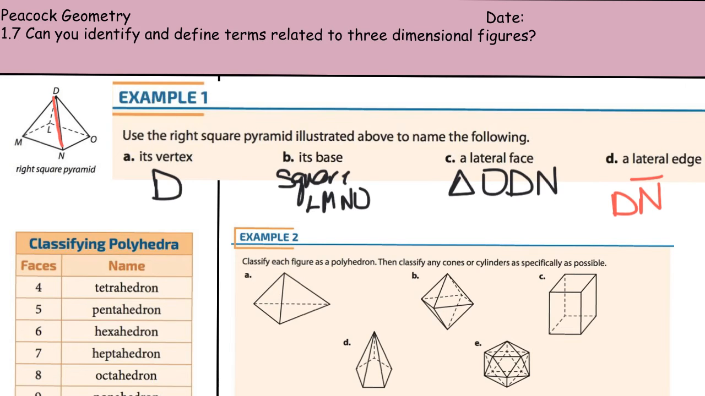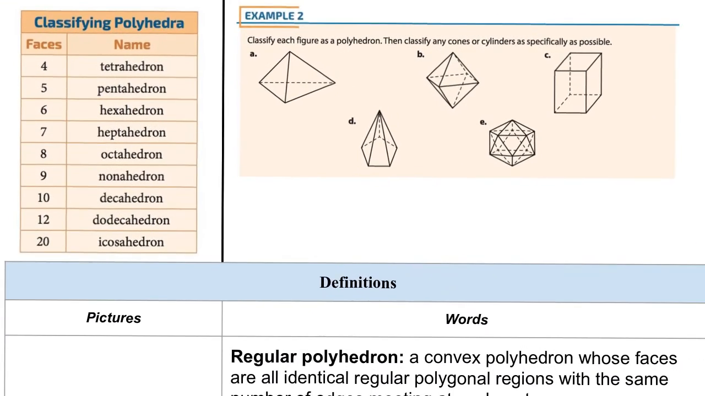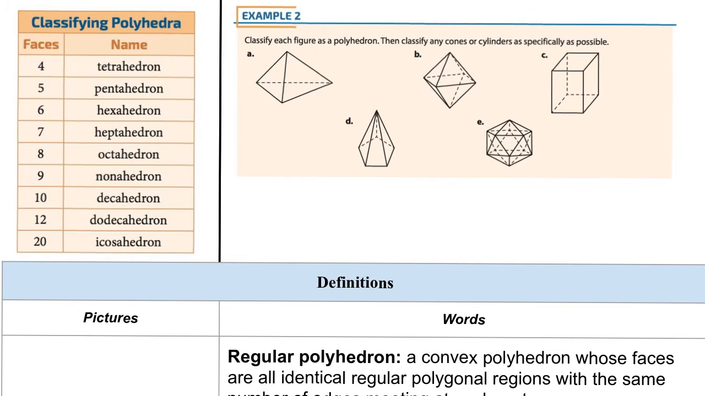Okay. All right, so let's look at example 2. Example 2 says classify each figure as a polyhedron. Then classify any cones or cylinders as specifically as possible. All right, so when we're looking at these, we need to check the sides. If we look over here, I've kind of given you a cheat sheet, right? So the thing we need to think of is how many faces does this have? Okay, and what I mean by a face is a flat surface.